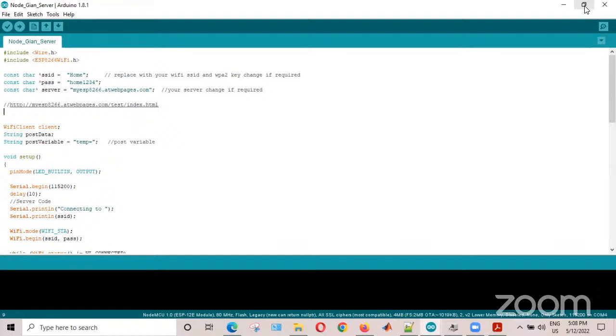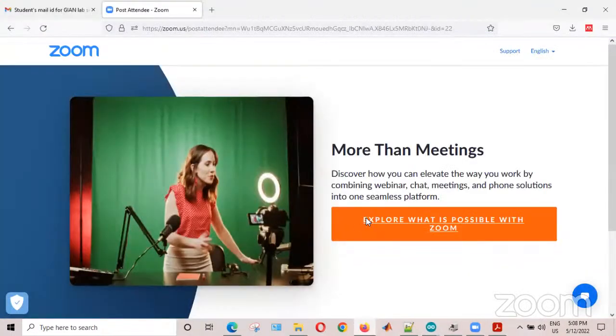and I'm transferring it to the server. So first of all, I'm connecting my Node MCU to my PC, and we will first check the output, what it is showing. Then we will go through how this is working. So first of all, I'm connecting my Node MCU.